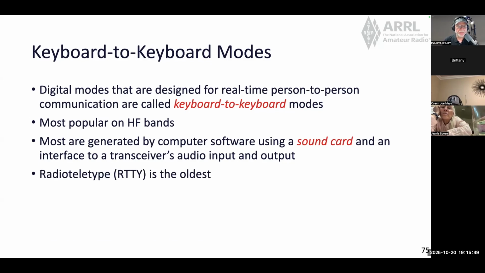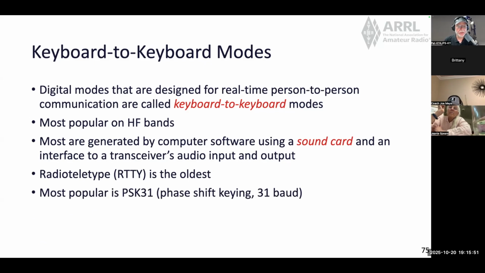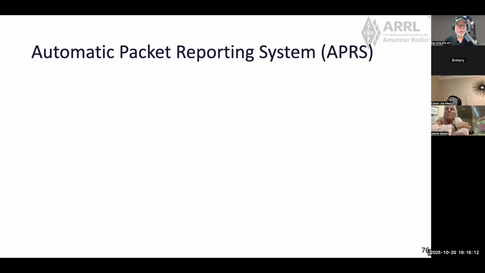Radio teletype, or TTY, is the oldest, and most popular is PSK31 or phase shift keying, and it's at 31 baud. And if you remember back in the dial-up days, you had to set the baud rate on your modem, and that's kind of what we're talking about here, the rate of transmission. It works very well in noisy conditions. And then APRS is another one.